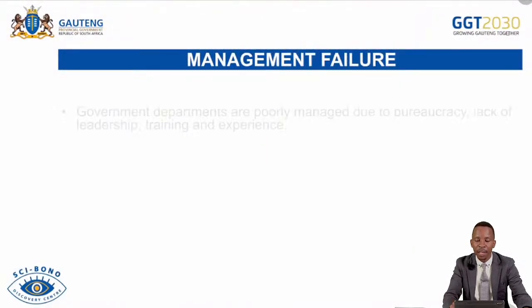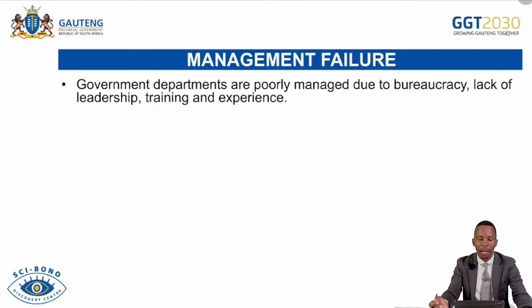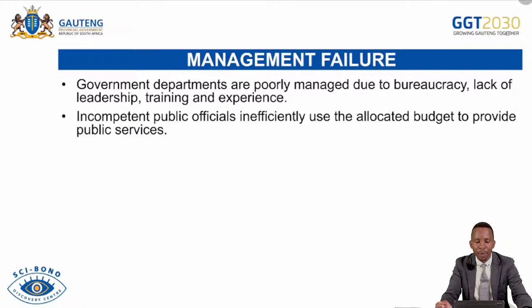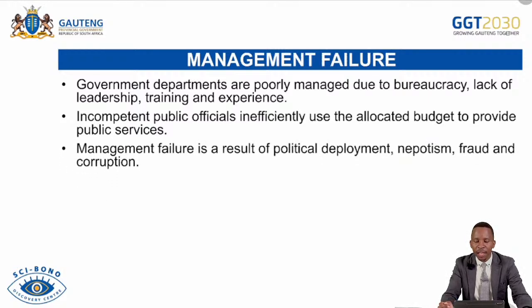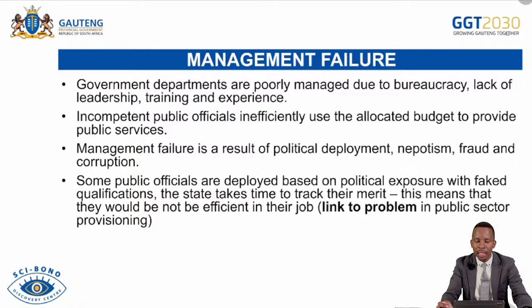So we start with management failure, to explain what you mean by management failure. Government departments are poorly managed due to bureaucracy, lack of leadership and training, as well as experience. Incompetent public officials inefficiently use allocated resources or budget to provide public goods. Management failure is a result of political deployment, nepotism, fraud, and corruption. Some public officials are deployed based on political exposure with unpaid qualifications, and the state takes time to track their merit. This means that they would not be efficient in their job, and this is linked to the problem of public sector provision.